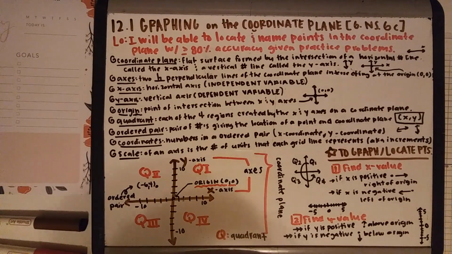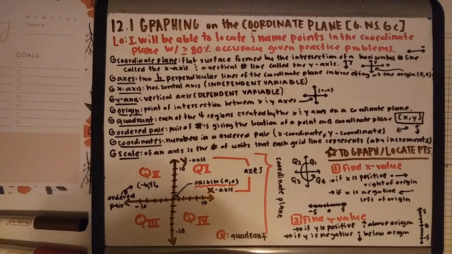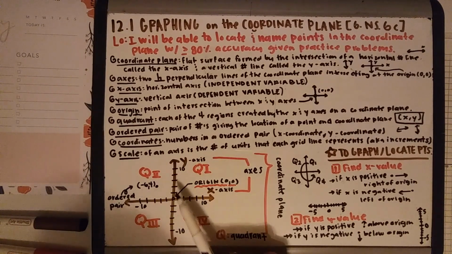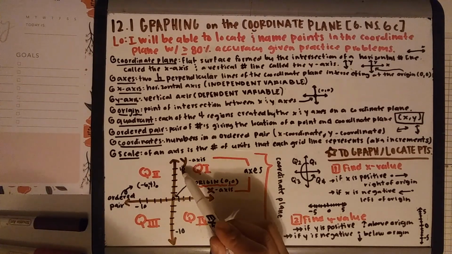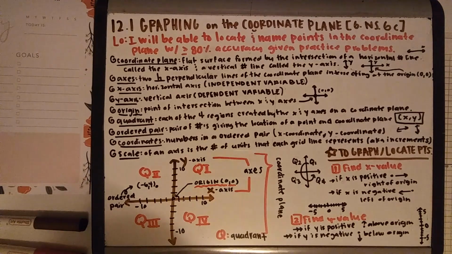Coordinates are basically the numbers in the ordered pair. So we have the x coordinate and the y coordinate, the x value and the y value. And then lastly, the scale of an axis is the number of units that each grid line represents. So it's also known as increments. So in this case, for instance, each one of these increments, the scale is 2, right? Because you go 2, 4, 6, 8, 10. The same way right here. If I were to have 20 over here, then it will be 4 each. Okay. So that's for that.